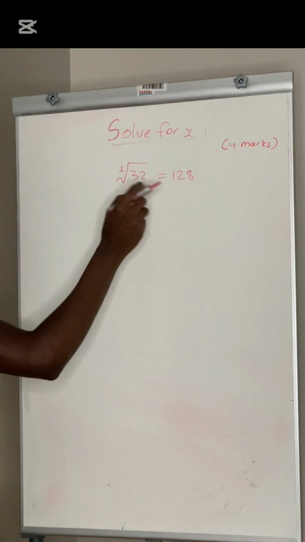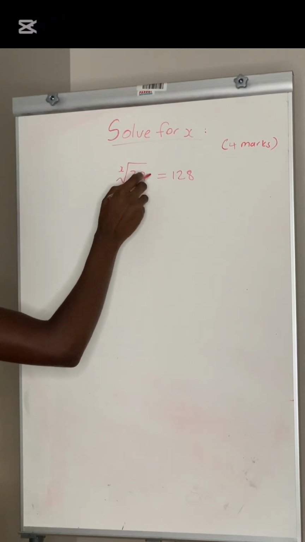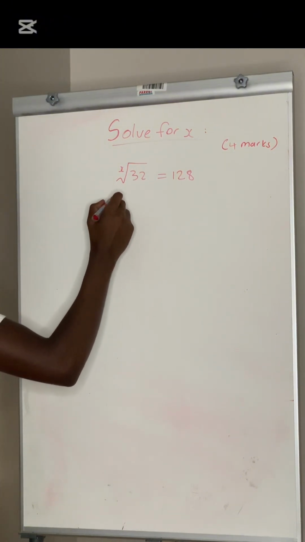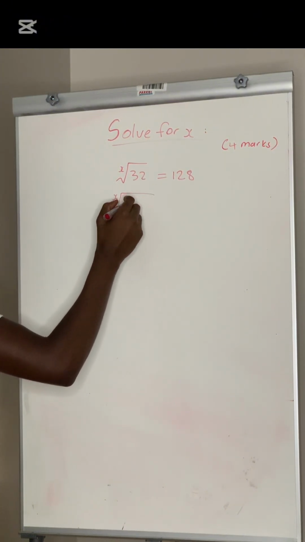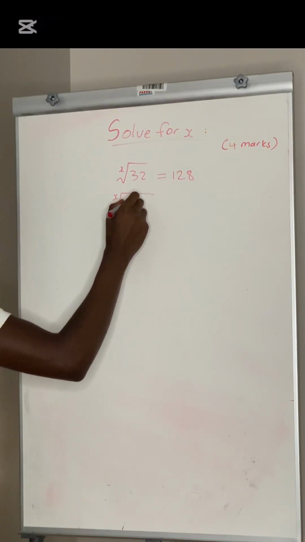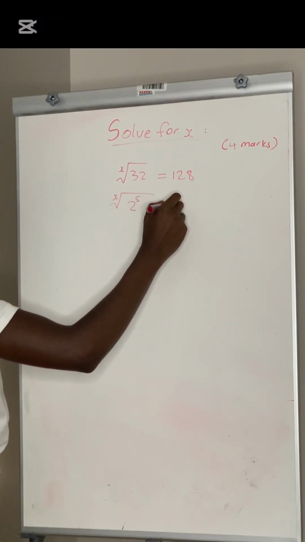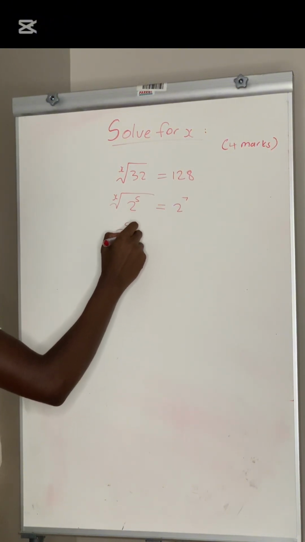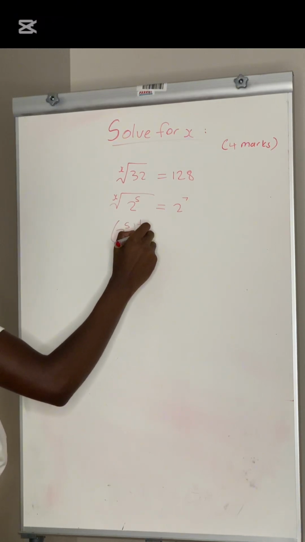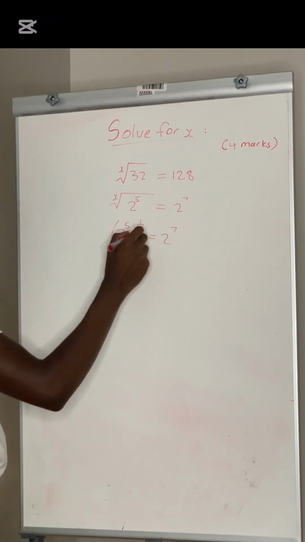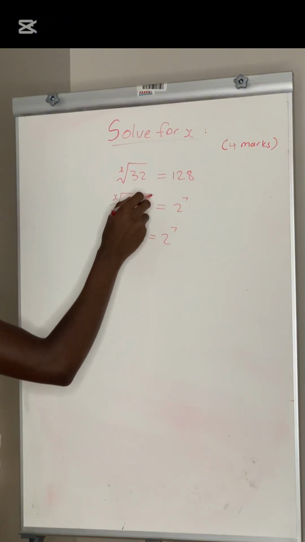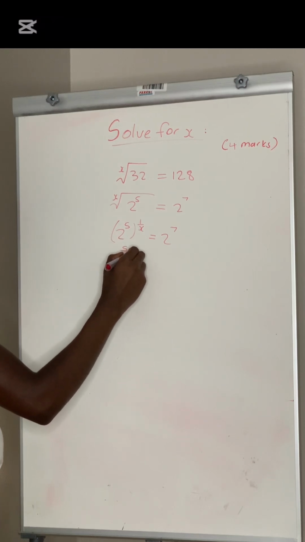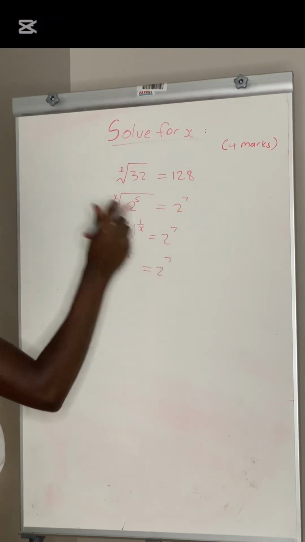Now here we're solving for x for 4 marks. Okay, we have the x root of 32 is equal to 128. Now the most important thing here, since we're dealing with exponents, is to change each number to its prime base. So 32 in its prime base is 2 exponent 5, and 128 in its prime base is 2 exponent 7. Now on this side, this is basically the same as saying 2 exponent 5 all raised to the power 1 over x is equal to 2 exponent 7. This is exactly the same as that, okay? And then we can multiply these exponents, so it's 2 exponent 5 over x is equal to 2 exponent 7.